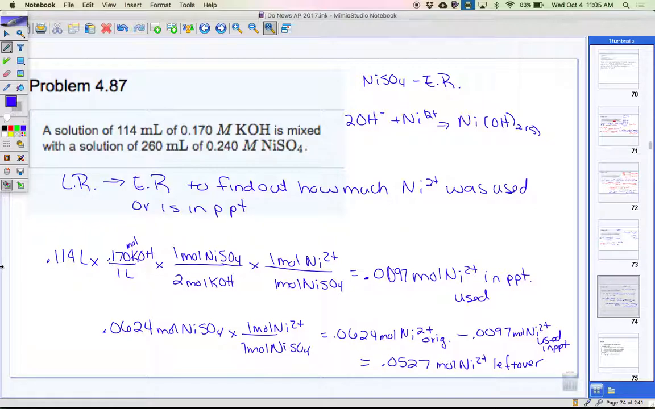What did they ask us for? No, they didn't ask us for grams. Molarity. They asked us for concentration. So now what do I have to do? Put that over the new volume. Over the new volume. What was the new volume?